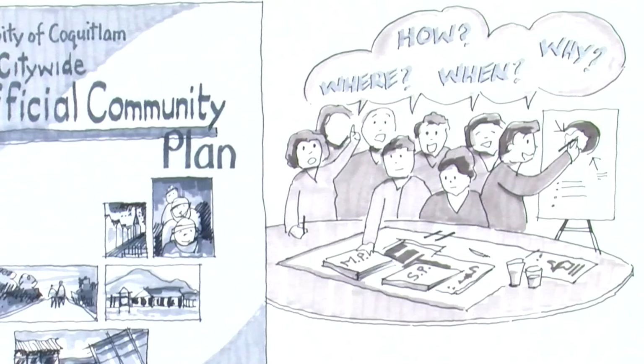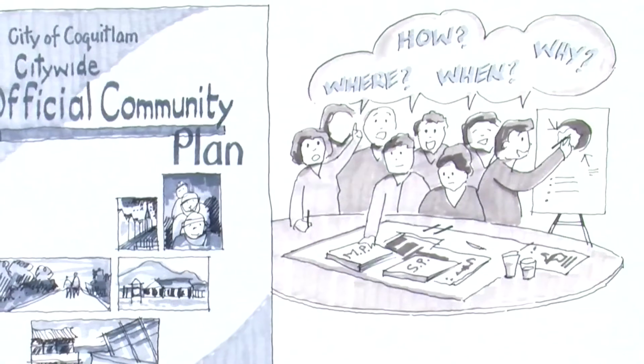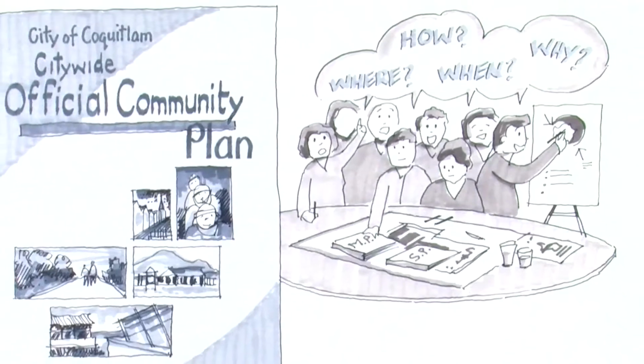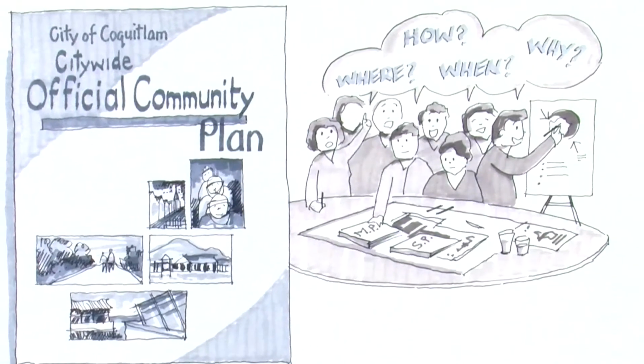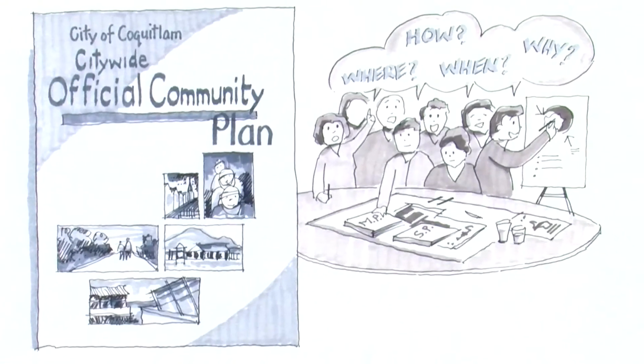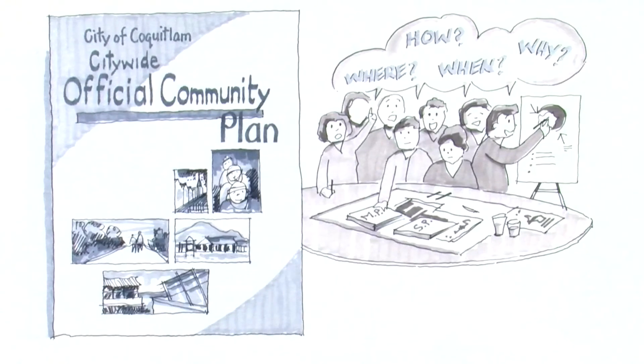The OCP is adopted by Coquitlam City Council and is used to decide what type of development can happen and where it can occur. It is important to know that the OCP is a flexible plan that evolves and changes over time as Coquitlam grows. These changes occur through amendments to the OCP that must be approved by Council.